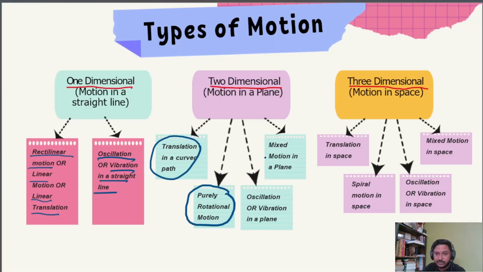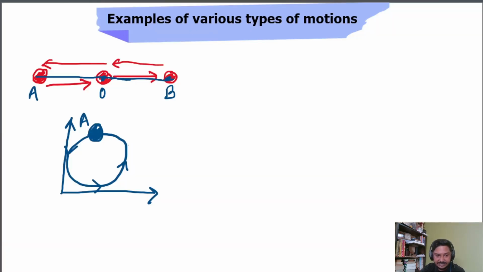Then the third kind of motion is oscillation or vibration in a plane. Whenever we have a two-dimensional motion, we call it a motion in a plane. So oscillation or vibration in a plane. Here also vibration is happening, but in a surface, in a plane, not in a straight line. So how can that happen? We already know the example of this. We have seen it many times. That is a simple pendulum.